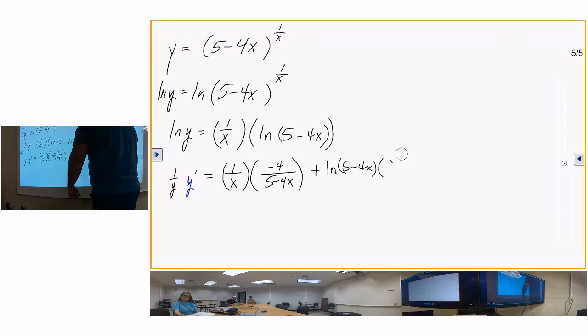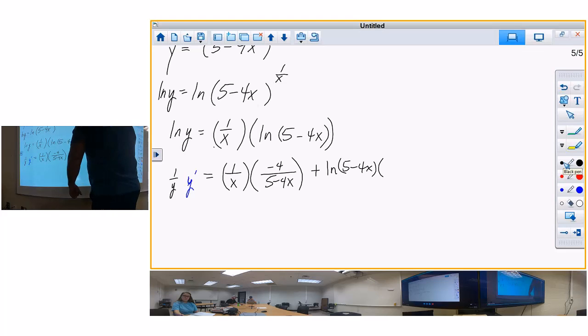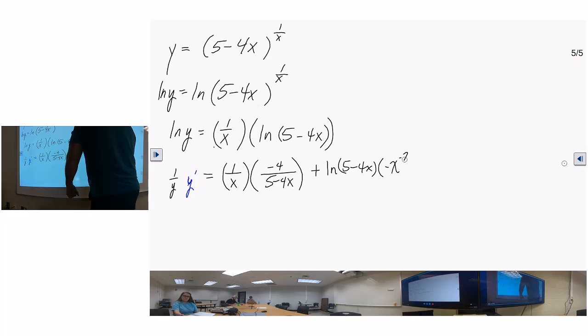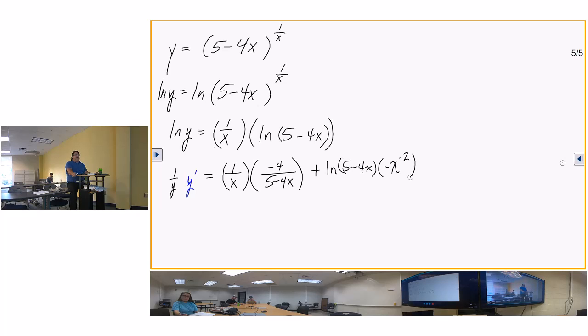Somebody do the derivative of the first for me. Negative x to the negative 2. Thank you for confirming it. Is anybody there? Does anybody confirm it? Is it negative x to the negative 2? Thank you. I appreciate it.